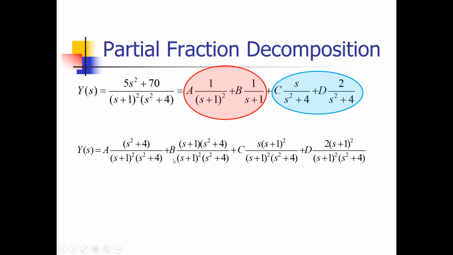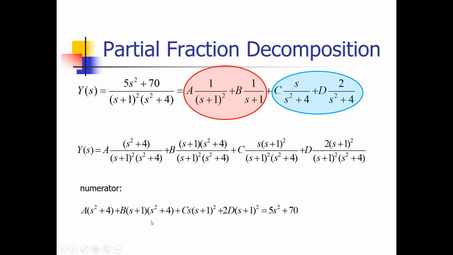And because all these four fractions have the same denominator, we can put these under this fraction, and we may add all the numerators. So we get a numerator which is equal to a times s squared plus 4 plus b times s plus 1 times s squared plus 4, which is written over here, plus c times s plus 1 squared over here, plus d times 2 times s plus 1 squared over here. And we can switch, of course, the 2 times d times 2 by 2 times d. And that numerator of this part should be equal to this numerator over here. So 5 times s squared plus 70.